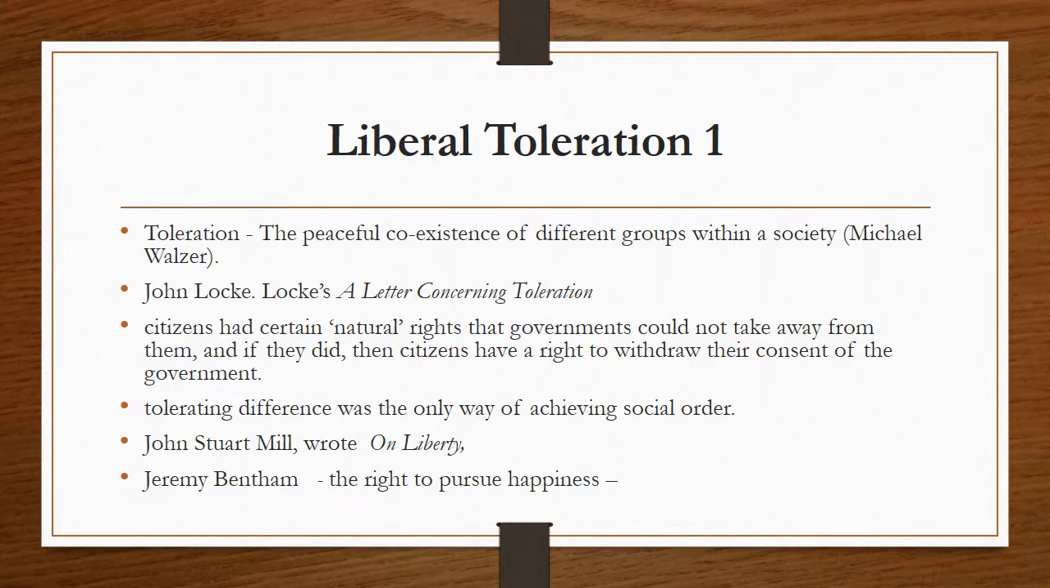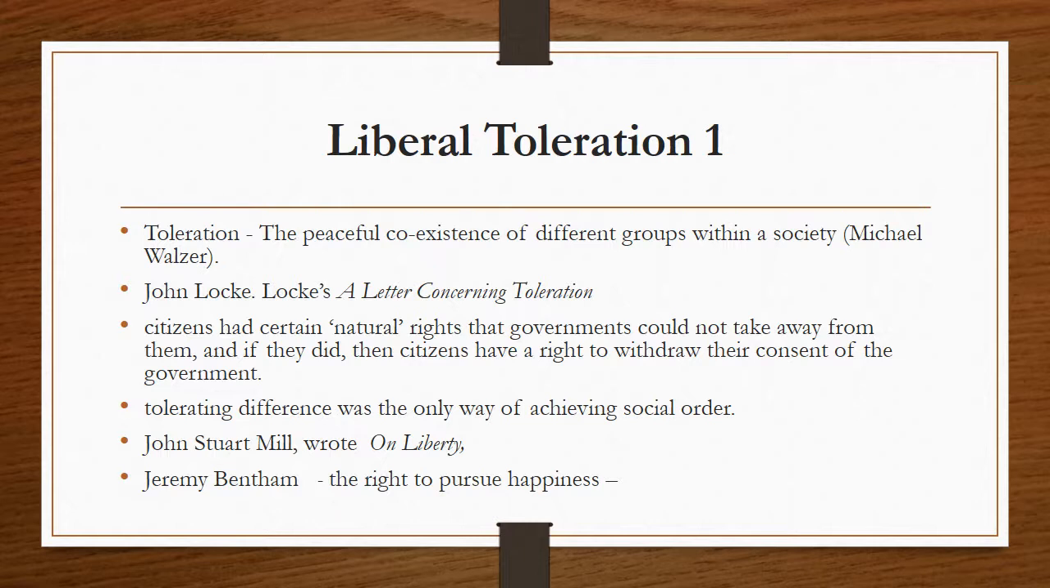Other liberal philosophers developed Locke's ideas. So, for example, John Stuart Mill wrote his essay on liberty, that no individual is accountable to others for his religious beliefs. Mill was very important for the formation of the modern ideas that we now have in our human rights.